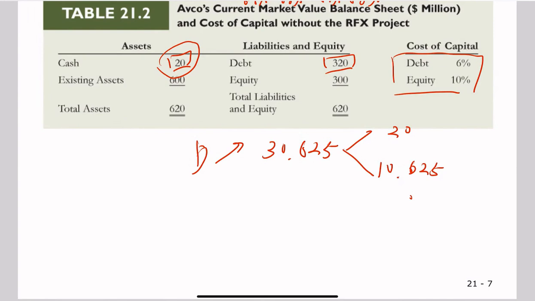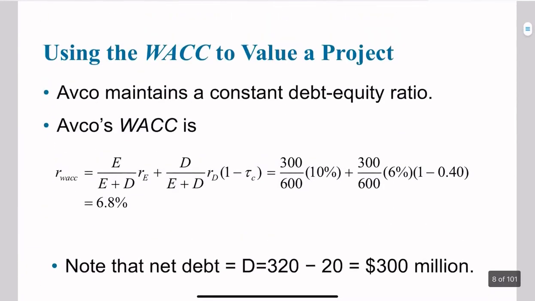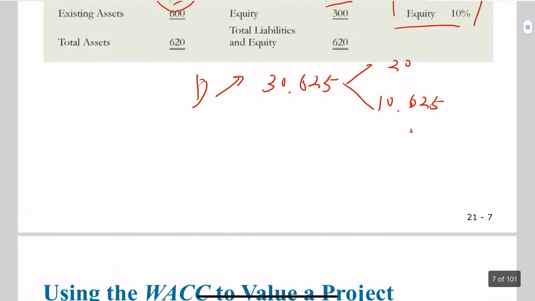And what is the project's cost? Well, the project will only cost about $28 million. So this means this firm will have some additional unused cash.